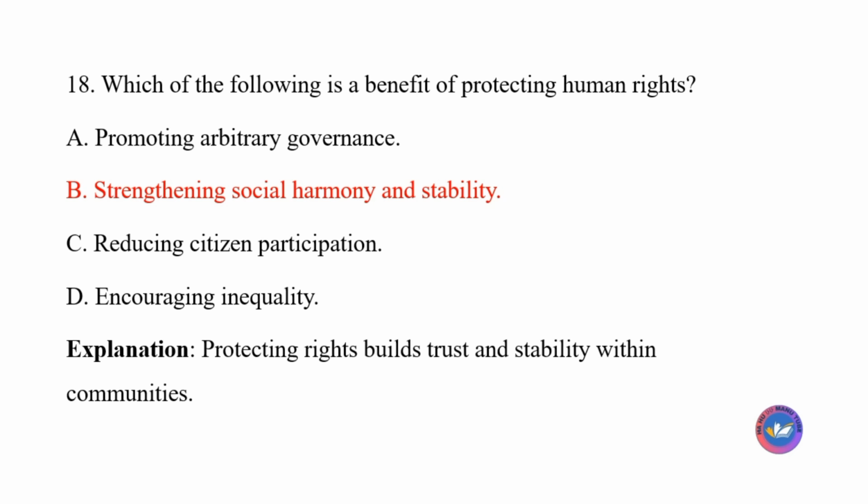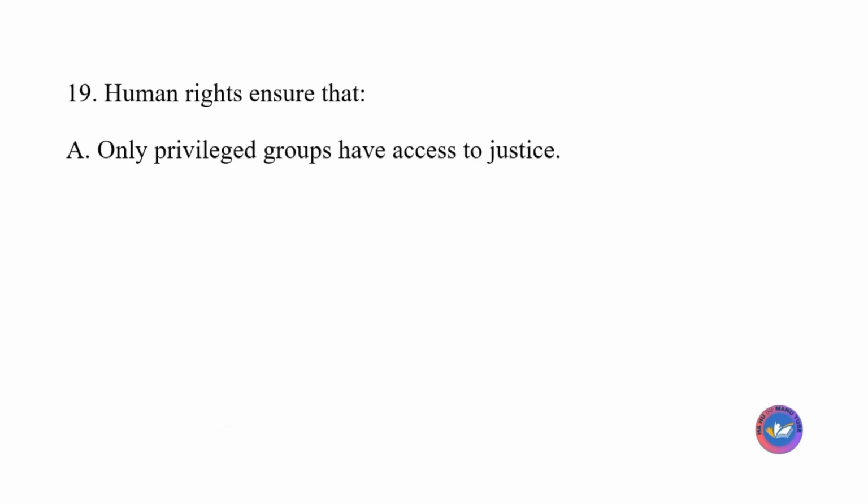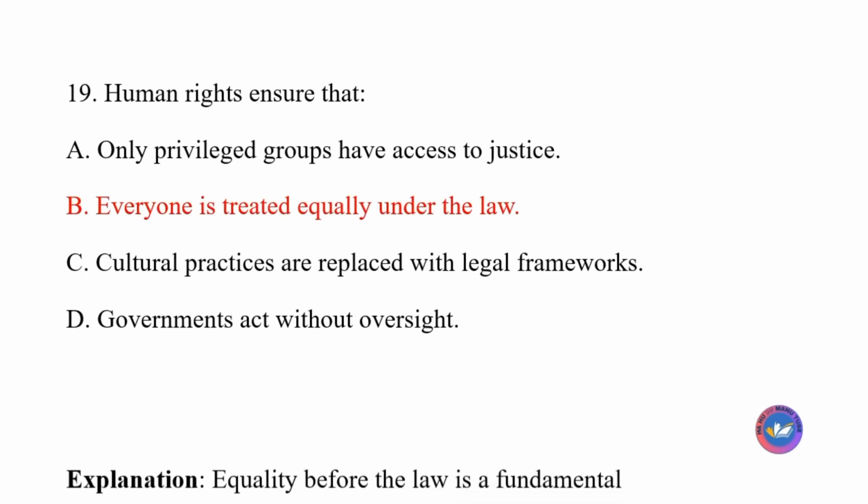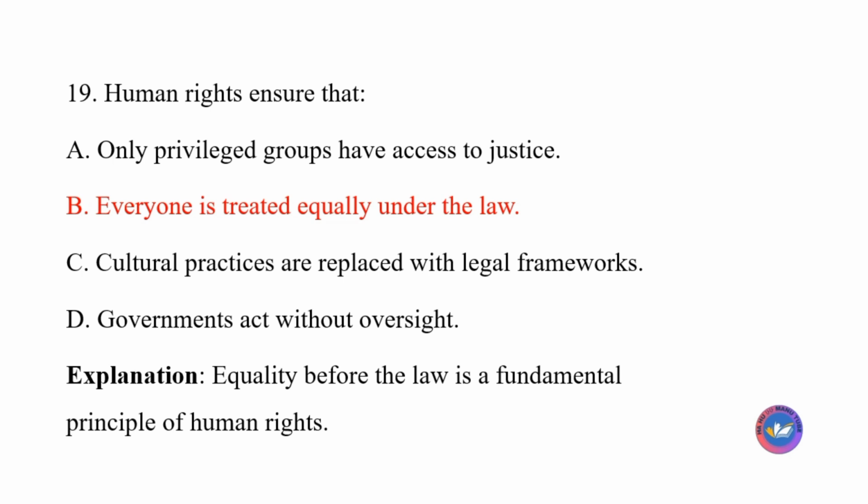Question number 19. Human rights ensure that A. Only privileged groups have access to justice. B. Everyone is treated equally under the law. C. Cultural practices are replaced with legal frameworks. D. Governments act without oversight. The answer will be everyone is treated equally under the law. Equality before the law is a fundamental principle of human rights.